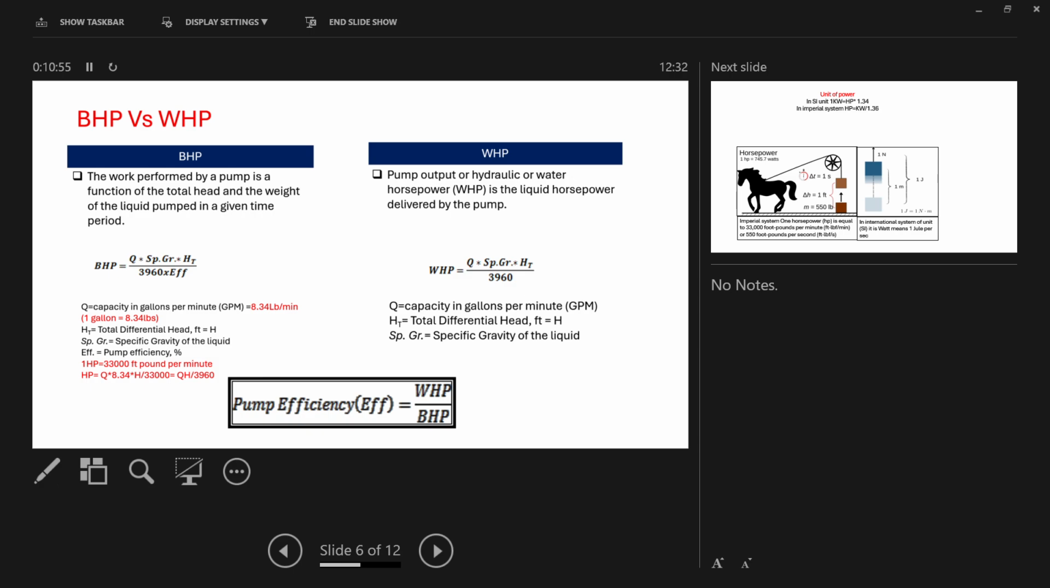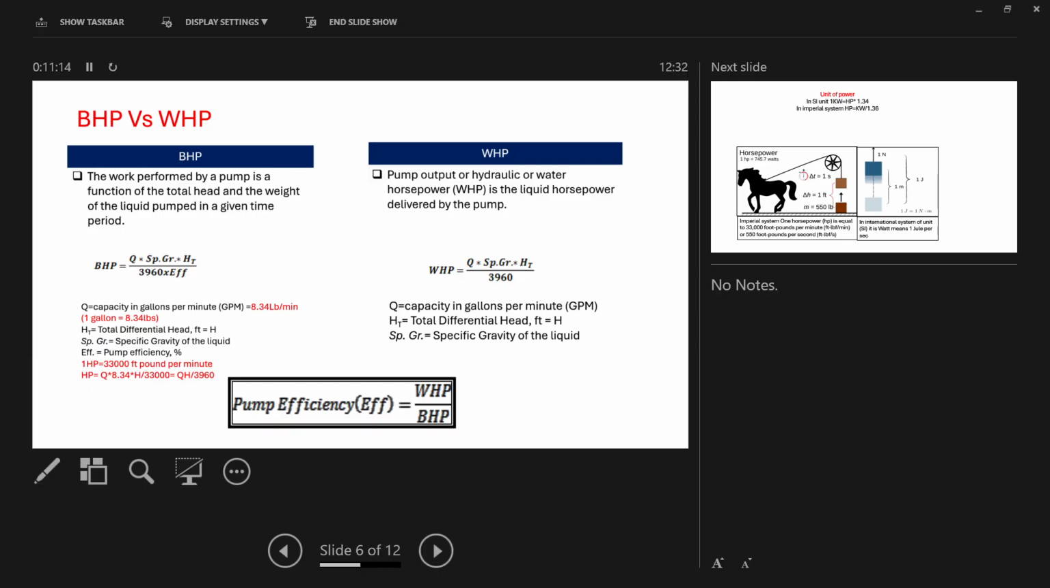That 3960 factor has come like this: 33,000 divided by, as it is foot-pound, you have to convert the gallon into pounds. 1 gallon is equal to 8.34 pounds. So if you divide these two, you will get 3960. Then our formula becomes Q H divided by 3960 times efficiency of the pump, that will give you the brake horsepower.